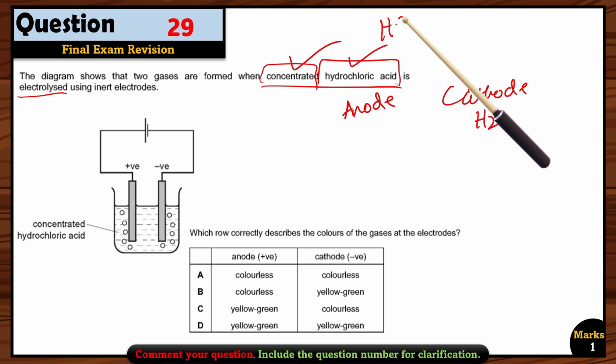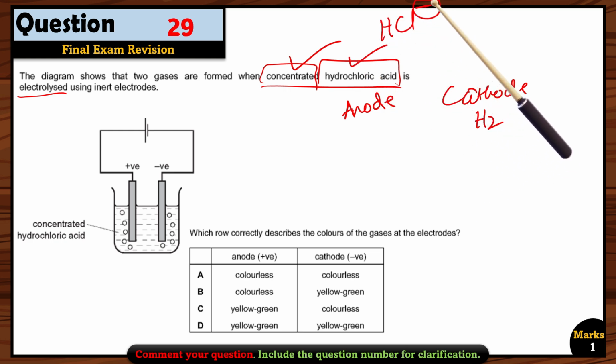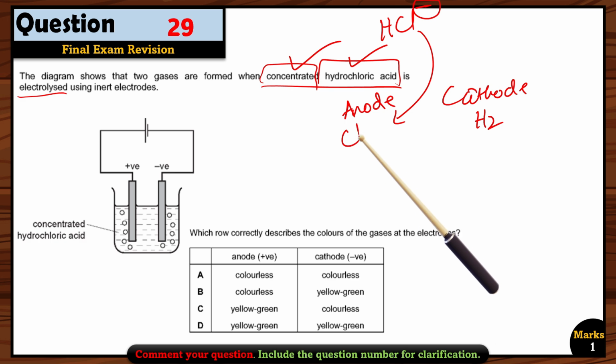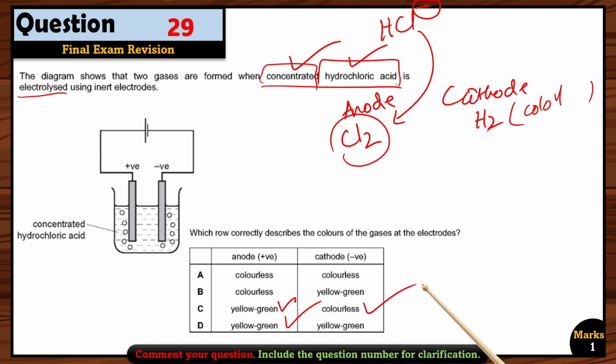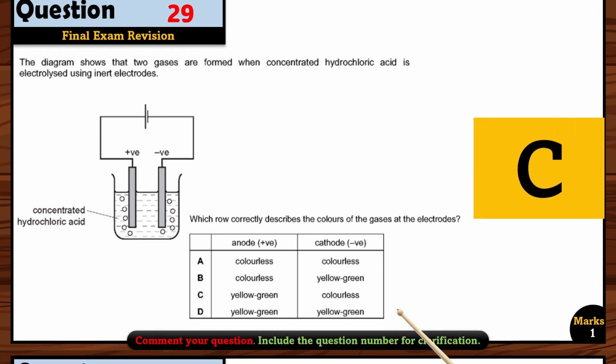What is hydrochloric acid? HCl, right? So this is your negative ion. So chlorine will come here and become chlorine gas. So at the anode, you are going to get chlorine gas. What is the color of chlorine gas? We already know it's a yellow-green gas. But at the cathode, you are going to get hydrogen, which is colorless, right? So colorless is the right option. So which option is right? Option C is the correct option.